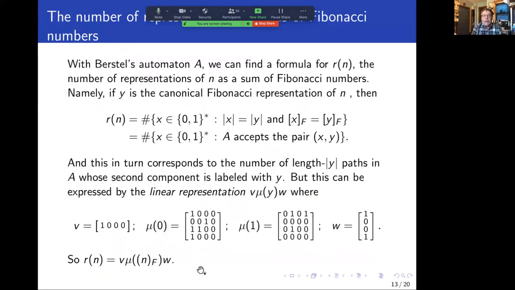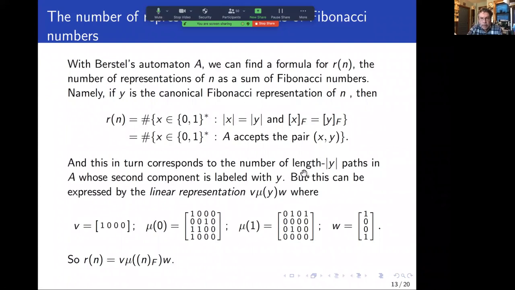Okay, so now that we have Berstel's automaton, we can find a formula for R of n, which is the number of representations of n as the sum of Fibonacci numbers. Namely, if y is the canonical Fibonacci representation of n, then R of n is just the number of strings x, such that x is the same length as y, and x evaluates to the same integer as y, or the number of strings x, such that our machine A accepts the pair xy.